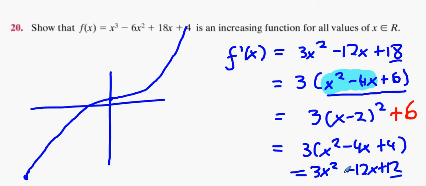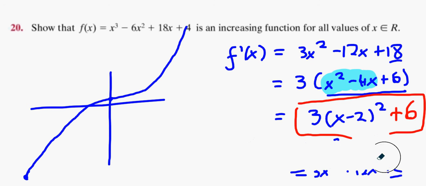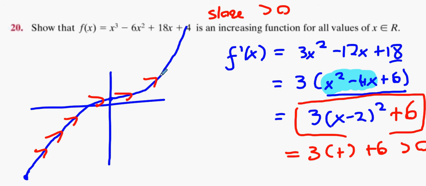If you're really unsure on how to do these, your formula is a perfect square. It's 3 times a positive number plus 6, and that will always be bigger than 0. So it's 3 times a guaranteed positive number plus 6, which is always greater than 0. This means your slope is always greater than 0, which means your slope is always pointing upwards.